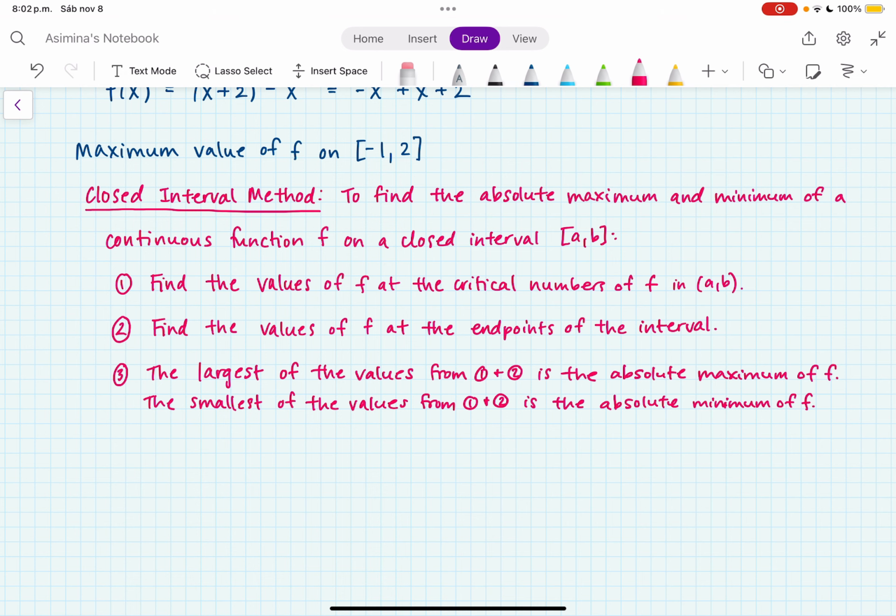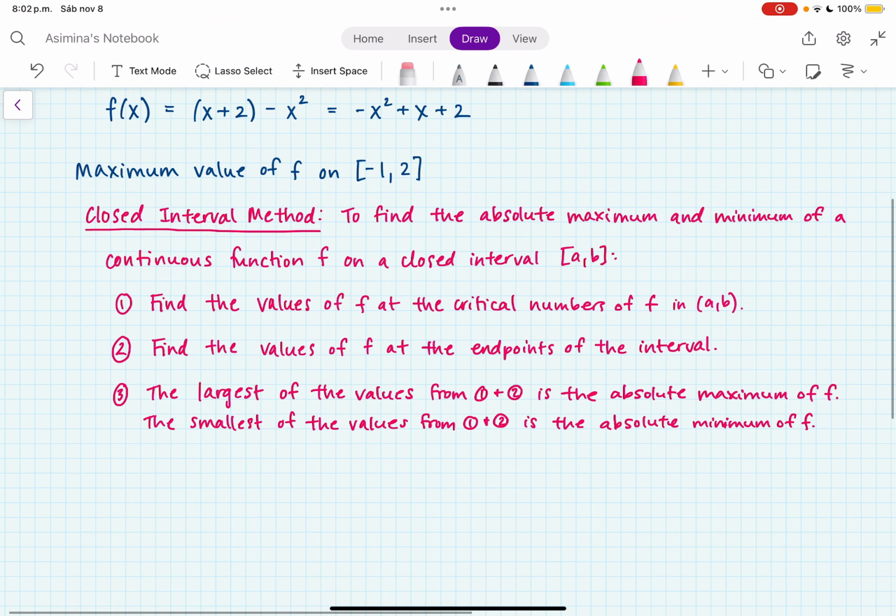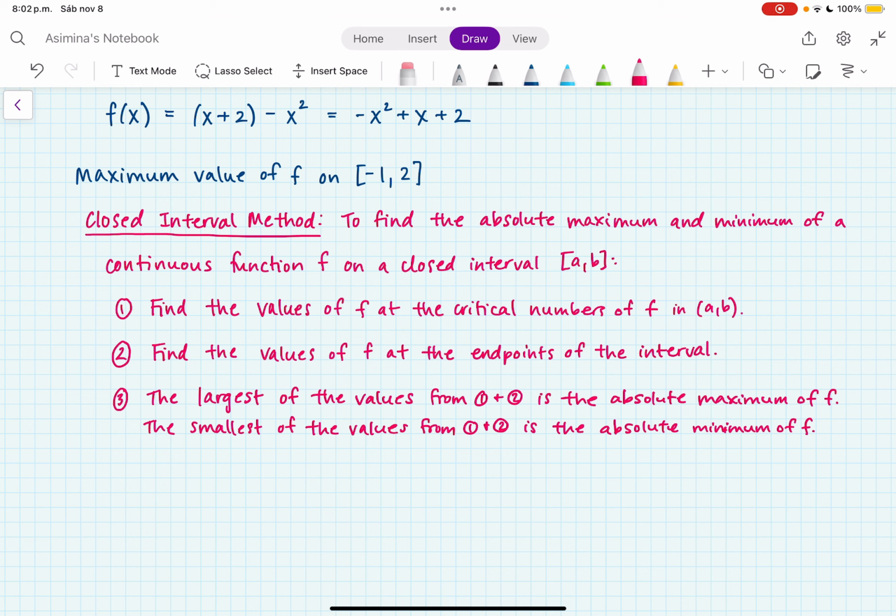Okay, so let's apply this to our function. So we have this function f of x equals minus x squared plus x plus 2. So first we want to take the derivative of that function so we can solve for the critical numbers. So the derivative of minus x squared is minus 2x, plus the derivative of x, which is 1, and then the derivative of 2 is 0. So f prime of x is minus 2x plus 1.